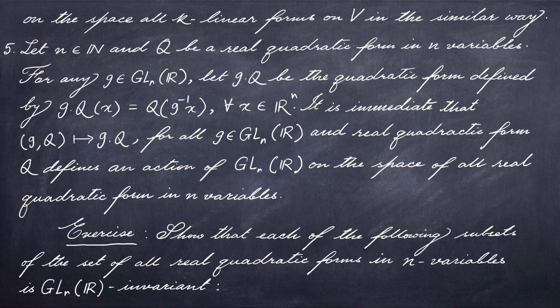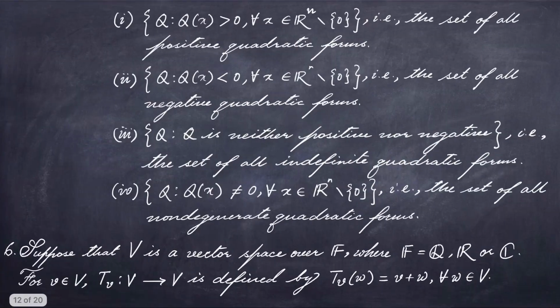So here I would like to leave the following as an exercise to you, that under this action of GL_n(R) on the space of all real quadratic forms in n variables, these subsets are invariant. The first one is all positive quadratic forms, or some authors call them positive definite quadratic forms. Similarly, negative quadratic forms, or negative definite quadratic forms.